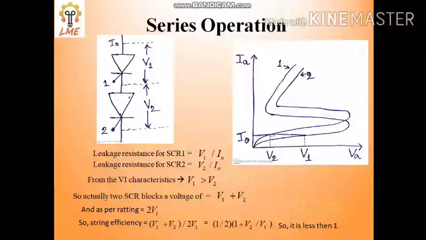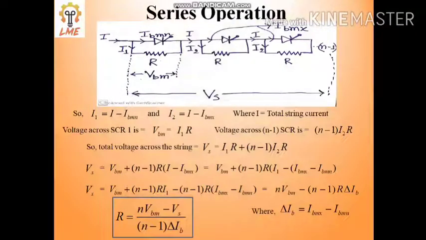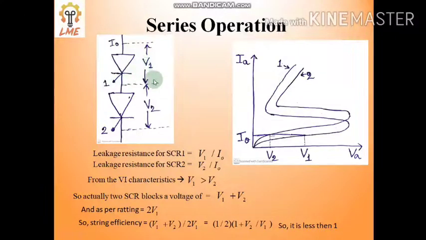So how can we increase the efficiency? Let's go for the solution. Suppose there are n number of ACRs connected in series in this string. This is the first ACR. If we remove that ACR, how many ACRs are remaining? N minus 1 ACRs are still remaining in this string. To make the same voltage drop, we want to equalize V1 and V2.